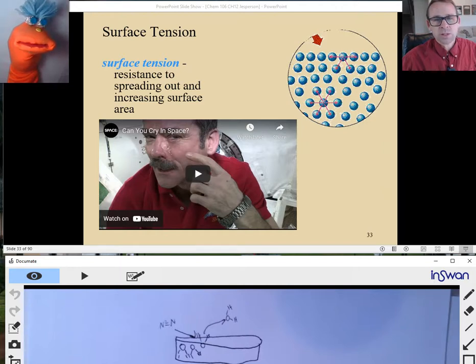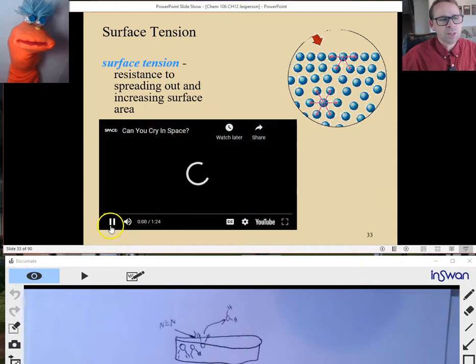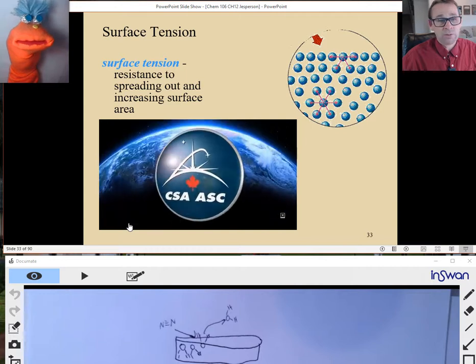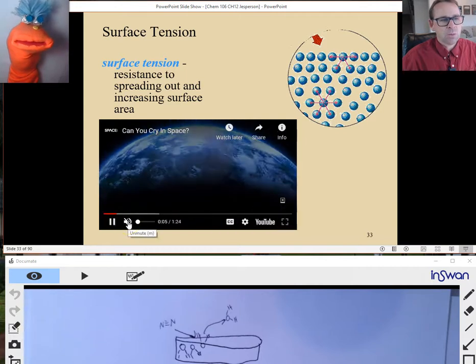But usually we don't see this surface tension very much unless it's on a specific kind of surface or in a specific situation, because gravity is around. But this surface tension can be really augmented up in space where there's no gravity. Okay? So watch this little video.